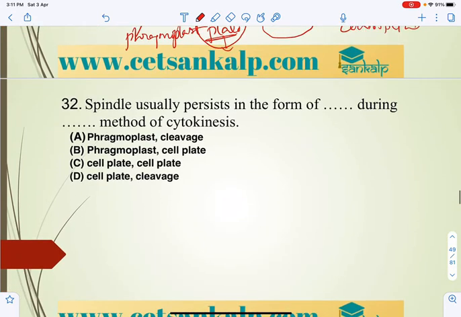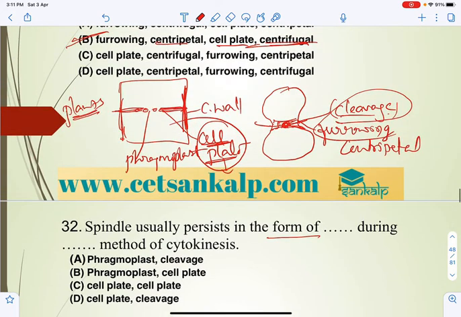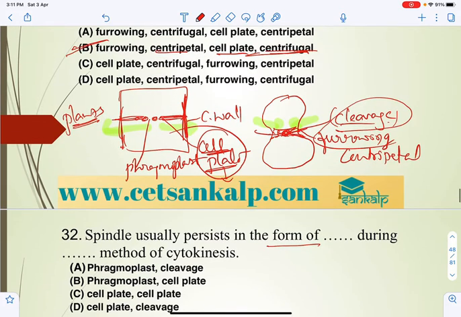Spindles are attached from the center towards the plasma membrane, and they pull and constrict, moving inward and outward. Here the vesicles will form. With the help of the spindles, they arrange in the form of a plate. This is where the cell plate formation takes place. That is what we call the phragmoplast. So the spindle usually persists in the form of the phragmoplast.